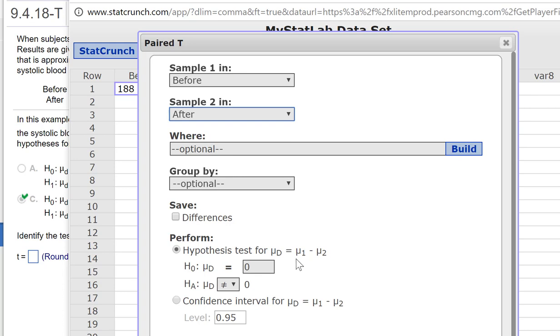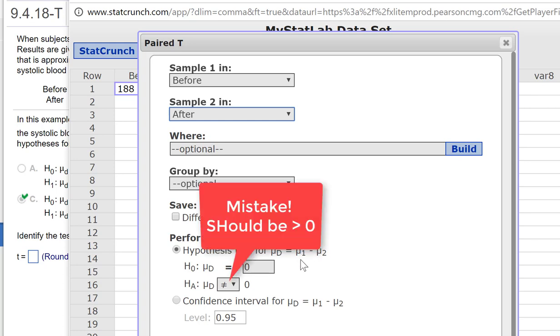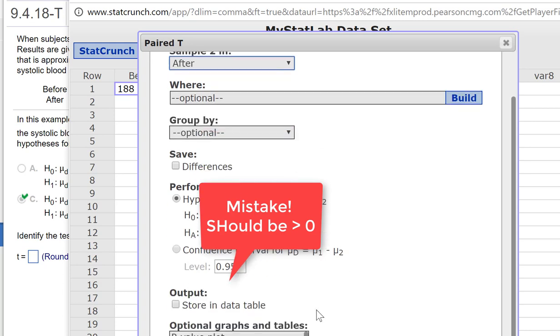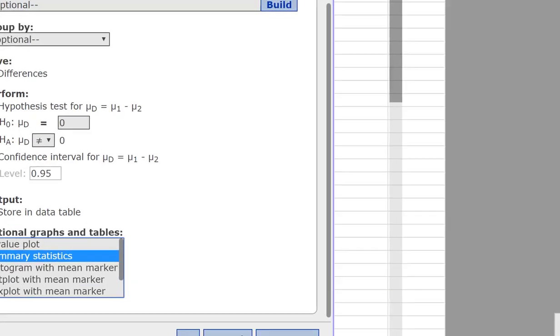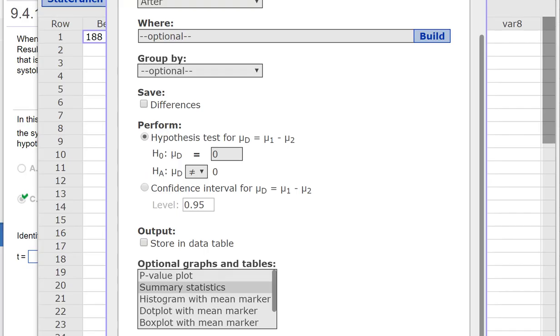Here the difference, again, is mu d equals mu1 minus mu2. So keep in mind that this is how StatCrunch will always subtract, mu1 minus mu2. If the problem states something else, then make sure you change it. And again, I like to see summary stats, so I'm going to select summary stats for that, and then press compute.